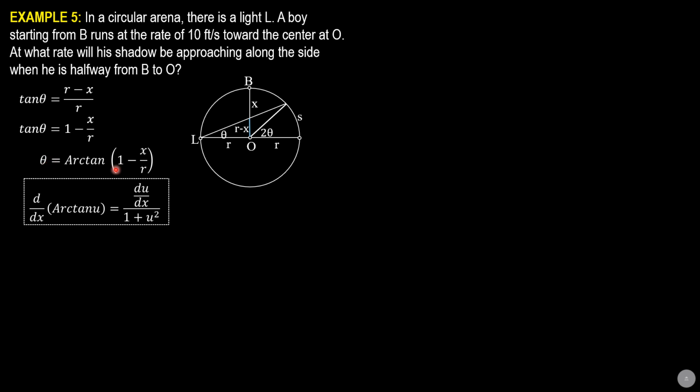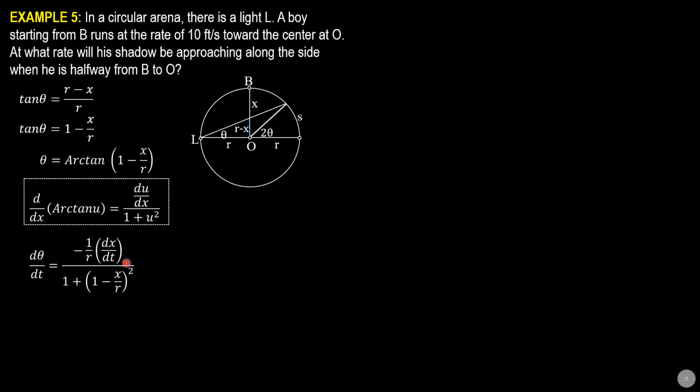So d theta/dt is the derivative of this. Imagine this is u. So that would be negative 1 over r dx/dt, because the variable here is time, not x. Then divided by 1 plus u squared, so 1 plus the square of this quantity. So d theta/dt is negative 1 over r times dx/dt over 1 plus u squared. This is the derivative of 1 minus x over r with respect to time.